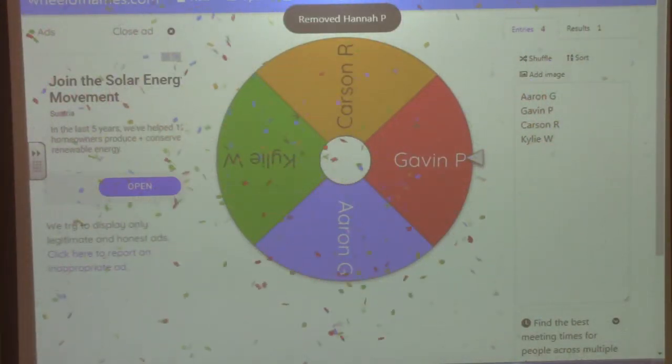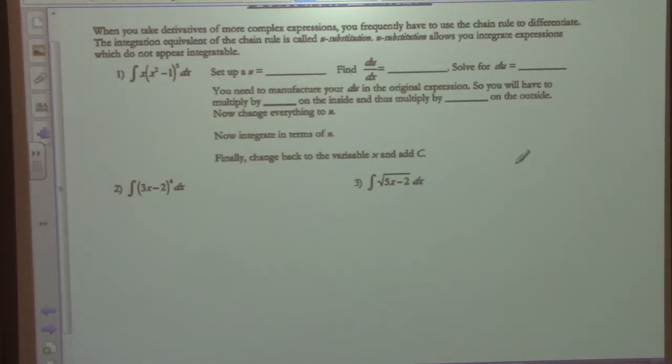Hannah, were you able to work it out? What'd you do on this one? 5x minus 2, so U equals 5x minus 2. Okay, then what? Would it be du over dx equals 5? Du over dx equals 5, and then dx equals du over 5. Now what? Substitute. So now, Hannah, did you do the next thing? Yeah, hold on.